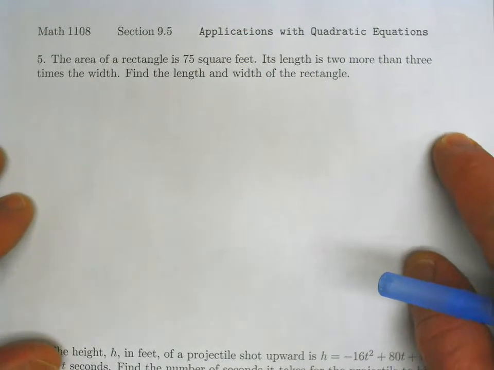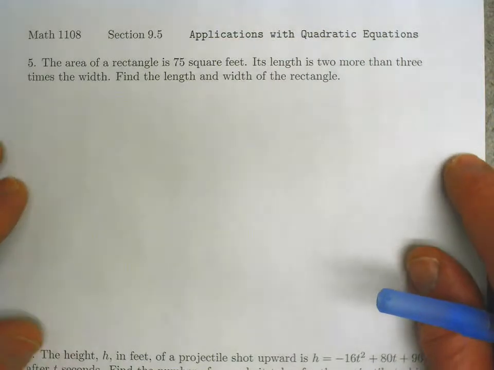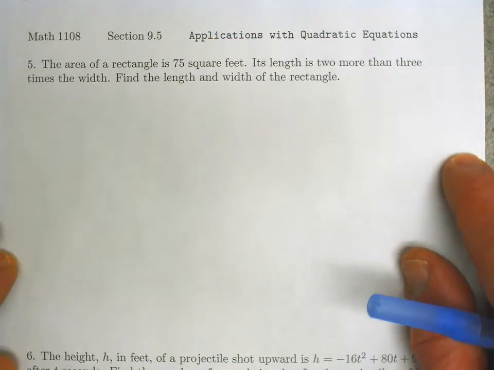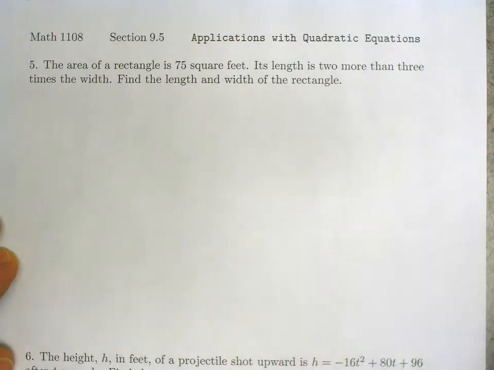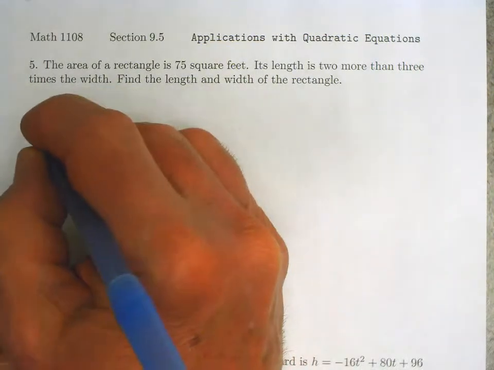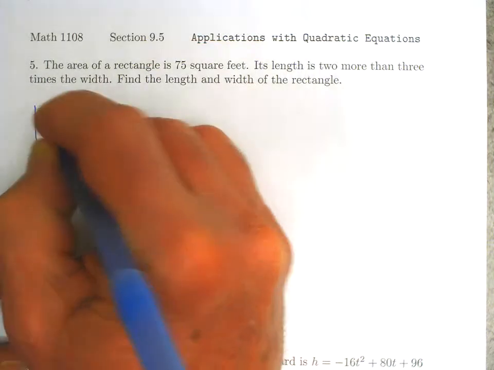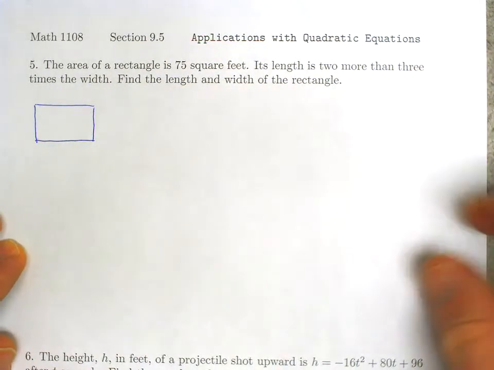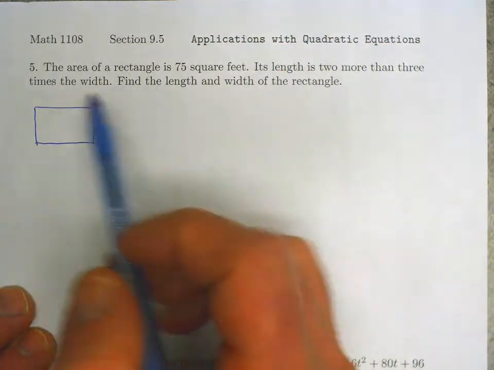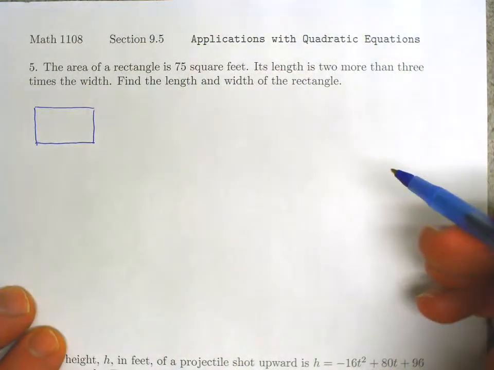So this one, the area of a rectangle is 75 square feet. Its length is 2 more than 3 times the width. Find the length and the width. Okay, so for a rectangle, sometimes it helps to draw a rectangle, and the area of a rectangle is length times width.